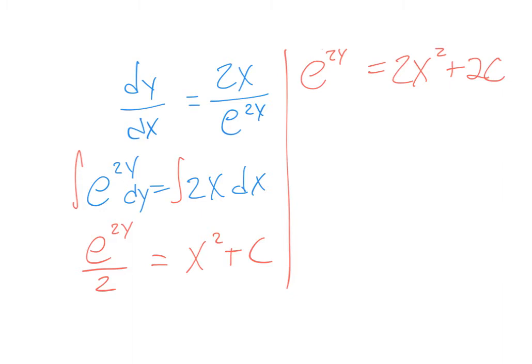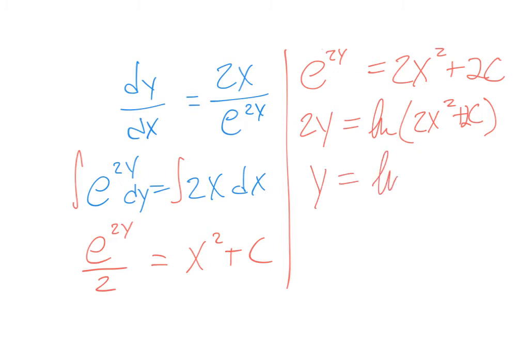And then to convert this, I need to put this into log form. So I end up with 2y is equal to ln of 2x squared plus 2c. And I'm going to go one step further to get y by itself. And we get ln of 2x squared plus 2c, over 2. At this point, the problem is done.